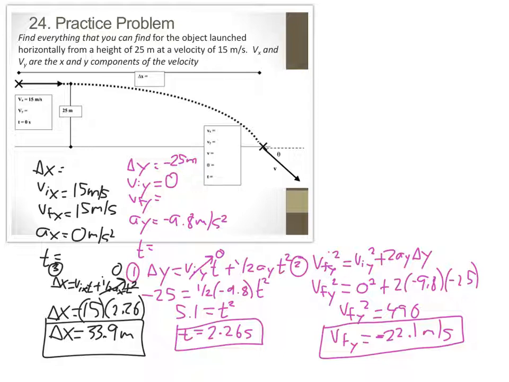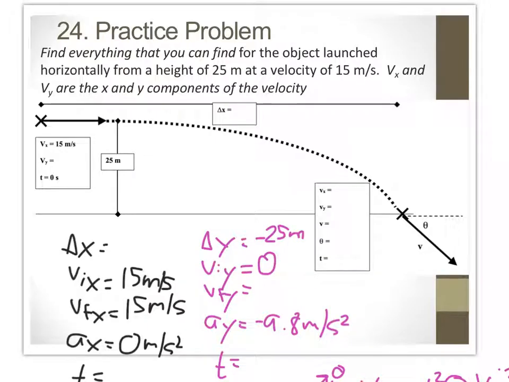Okay, so now I can go ahead and start filling in some of the things that I know in my chart. So I know that my initial velocity in the y is going to be the 0 meters per second here. I just solved for that horizontal displacement, which was 33.9 meters. I know that when the object lands, its x velocity is going to be 15 meters per second because it's a constant speed. And the y velocity we solved for, that was the negative 22.1 meters per second. My time, I also know, was 2.26 seconds.